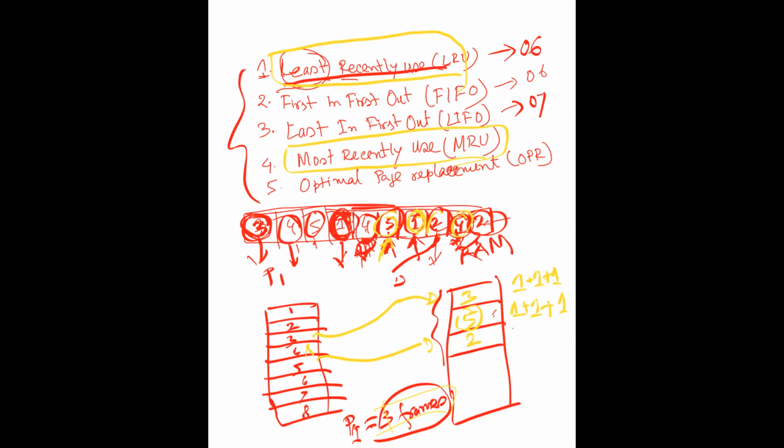So which page will it replace? It will replace the most recently accessed, which is nothing but page 2. So page 2 will be replaced, of course with one page fault here, by page 4. Of course, we will count the one page fault in here.